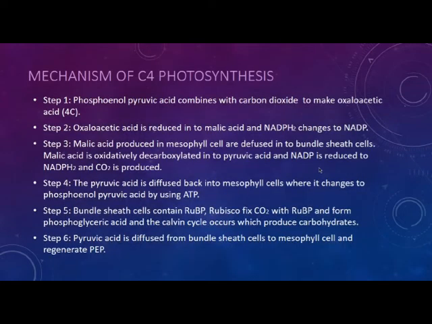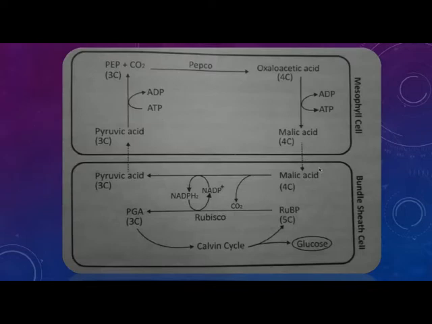So step 4: the pyruvic acid is diffused back into the mesophyll cell, where it changes back to phosphoenol pyruvic acid by using ATP. Now you can see the pyruvic acid is produced in the bundle sheath cell, and it is shown by a dotted line that it is again entering the mesophyll cell, and by using ATP it is regenerated into PEP or phosphoenol pyruvate again. So here the process completes.